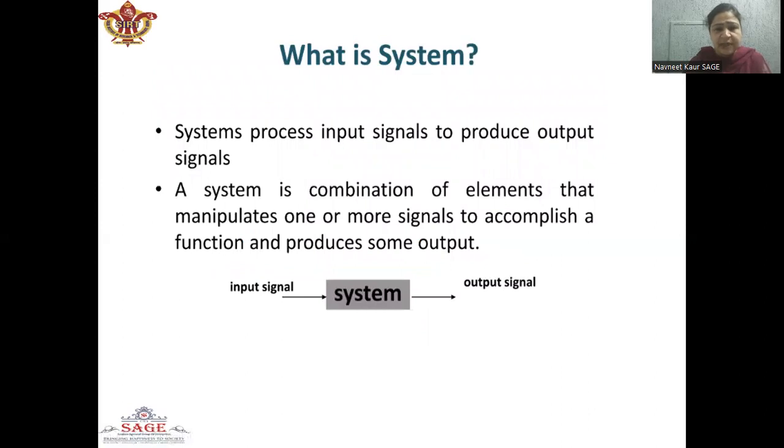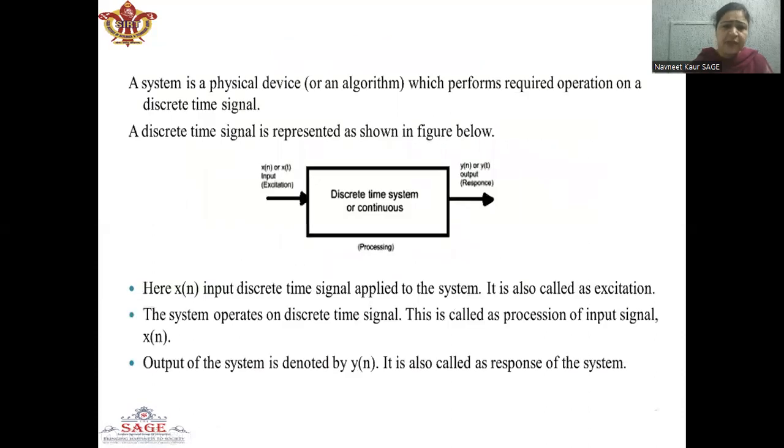A system processes any input signal to produce an output signal. It is actually a combination of elements that manipulates one or more signals to accomplish a function and produces some output. In this figure, we can see the system is a unit in which an input signal is given and an output signal is generated. A system is used to perform some specific operation on any signal, be it a discrete time or continuous time signal.